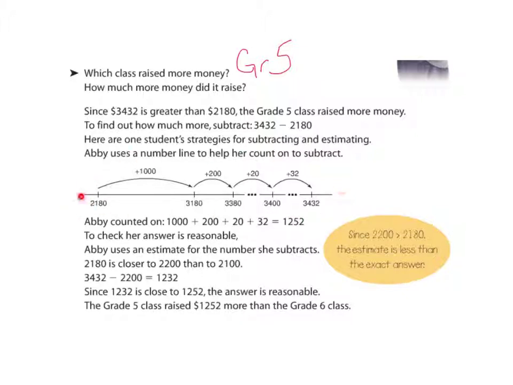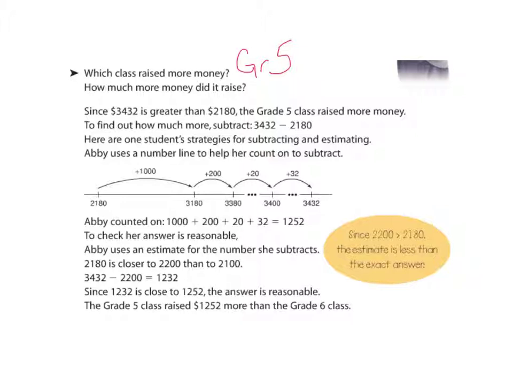Here, this person used a number line to help them figure that subtraction out. 2,180 up to 3,180 is 1,000. 3,180 to 3,380 is another 200. 3,380 to 3,400 is 20. And from 3,400 to 3,432 is 32. Adding those up to find out our difference. That's a little bit unusual.